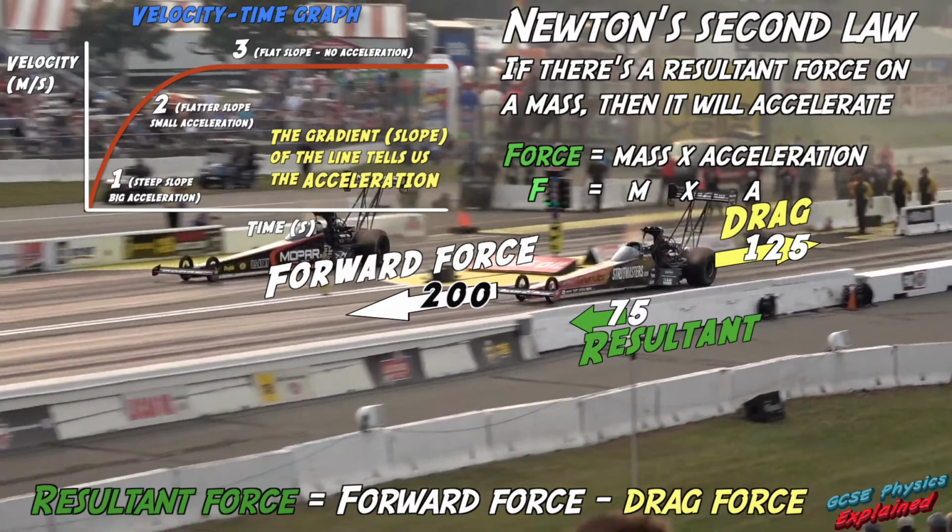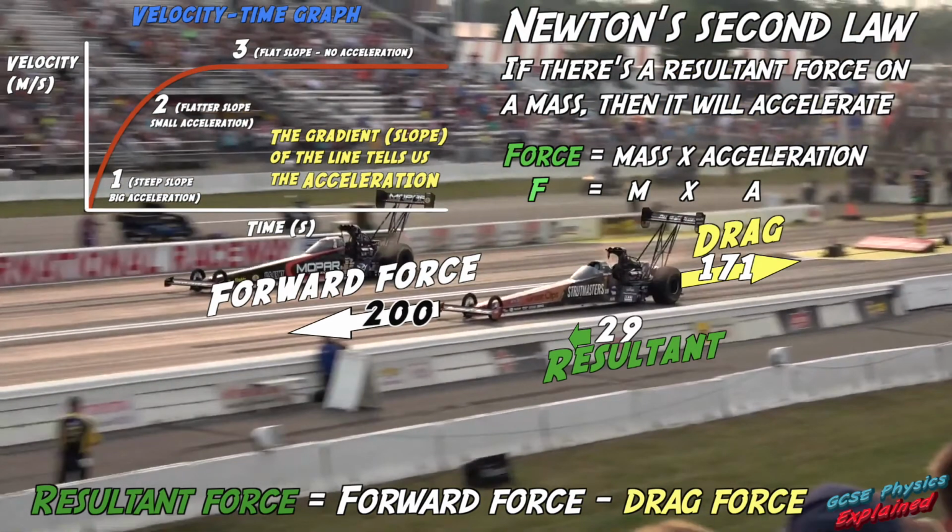As the car's velocity continues to increase, the air resistance increases, so the resultant force forward is not as big as it was, and the acceleration is now less, which we can see by the flatter slope on the velocity time graph at position 2.